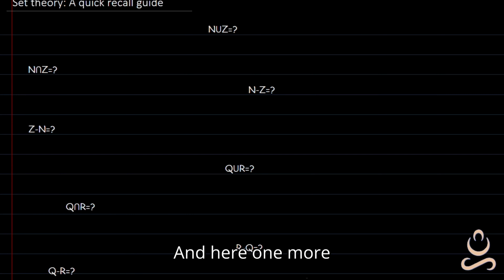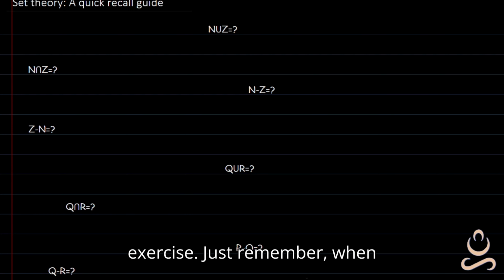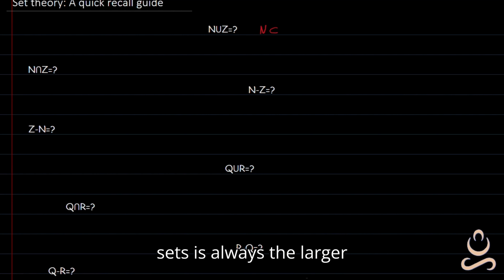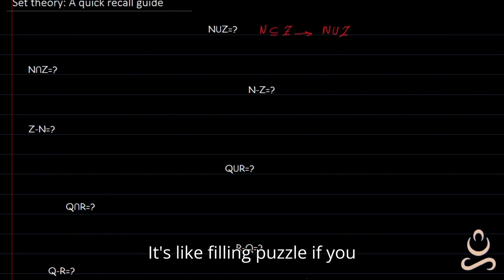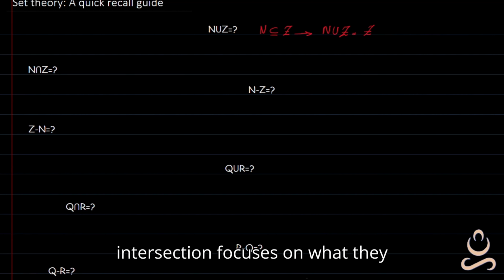And here, one more exercise. Just remember, when one set is a subset of the other, the union of both sets is always the larger one, and the intersection set is always the smaller set. It's like fitting puzzle pieces together. The union gives us a bigger picture, and the intersection focuses on what they have in common.